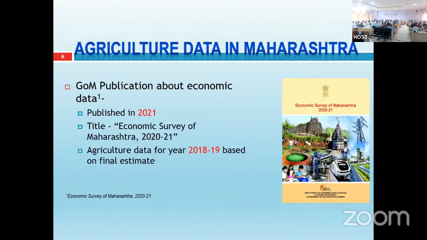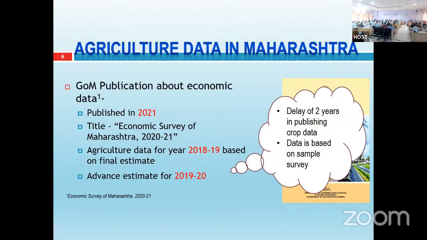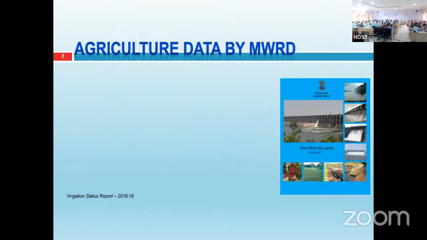And then the data used in the book is 2018-19, and an estimate was given for 2020. So same 2 years lag, data is based on sample survey. Whenever you have a drought or a flood, they will take a sample, not the entire area, for assessing damage. And that is where there is a delay.